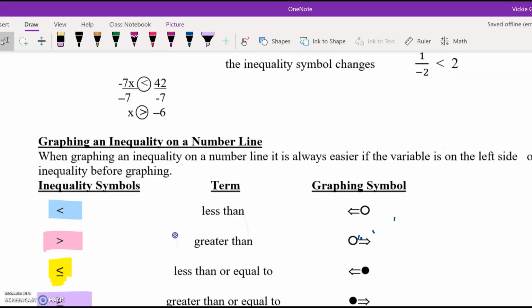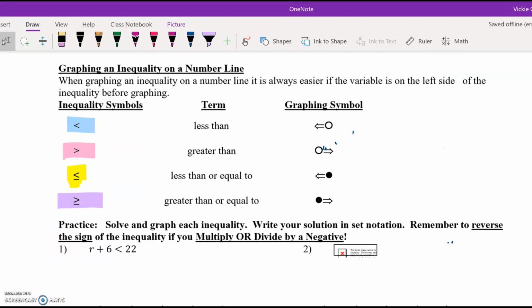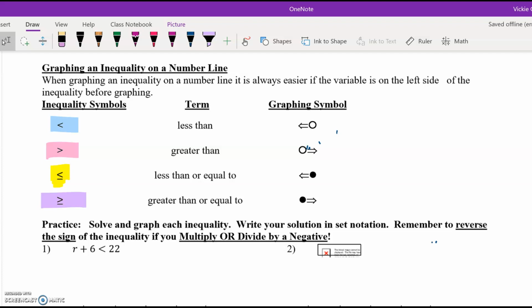All right, let's look at a little terminology and just make sure you remember the symbols, and then we'll talk about what it looks like when we graph it on a number line. The first inequality symbol is the less than symbol, that is in blue. The graphing symbol is an open circle. Open circle on your number line, and you will graph everything to the left that is smaller. The greater than symbol is pink. It is also an open circle, and you will graph everything to the right.